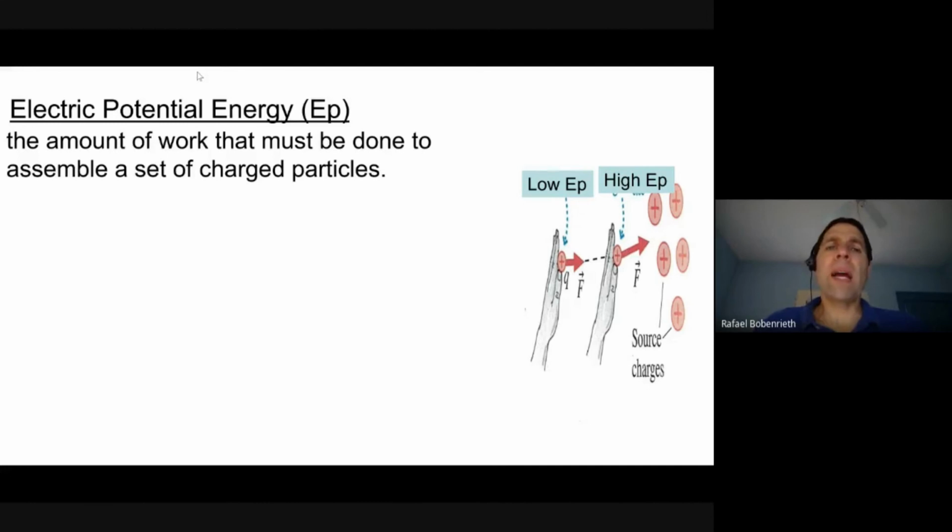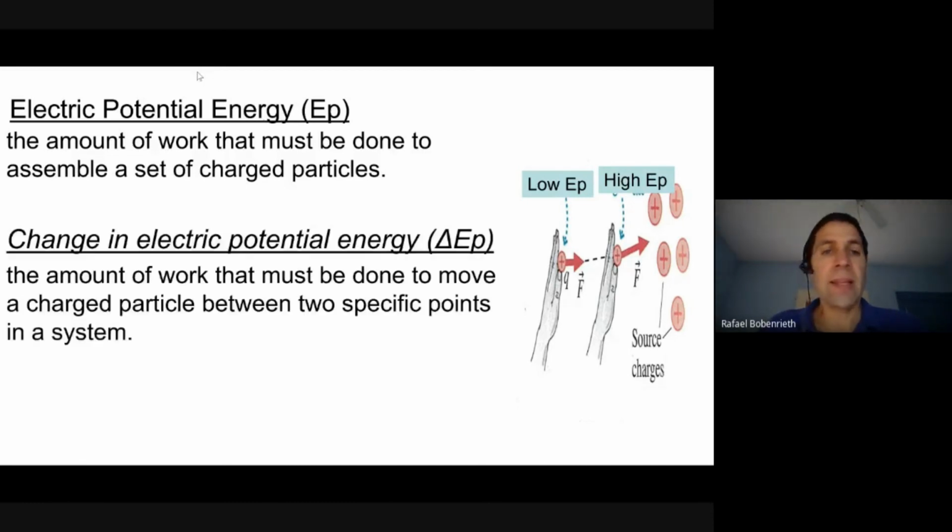But remember, with gravitational potential energy, I think I've emphasized this somewhat, it's not so important to say what the actual gravitational potential energy is at a certain point, because that's kind of arbitrary depending on what you set your zero reference level to be. The more important quantity to keep in mind is the change in gravitational potential energy between 2 points in a region. And the same goes for electric potential energy.